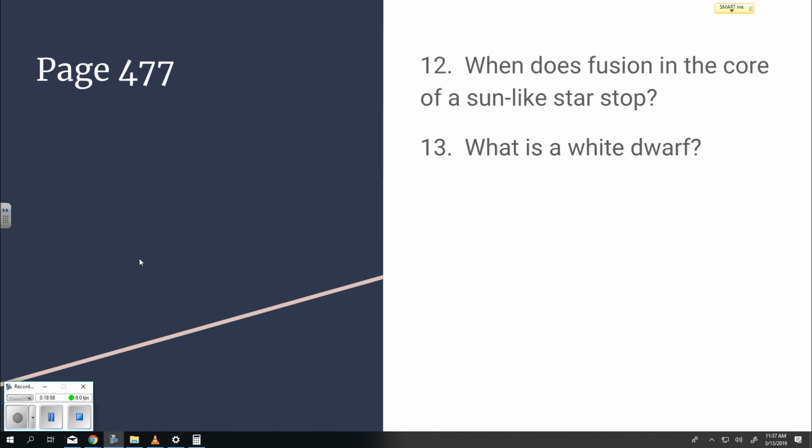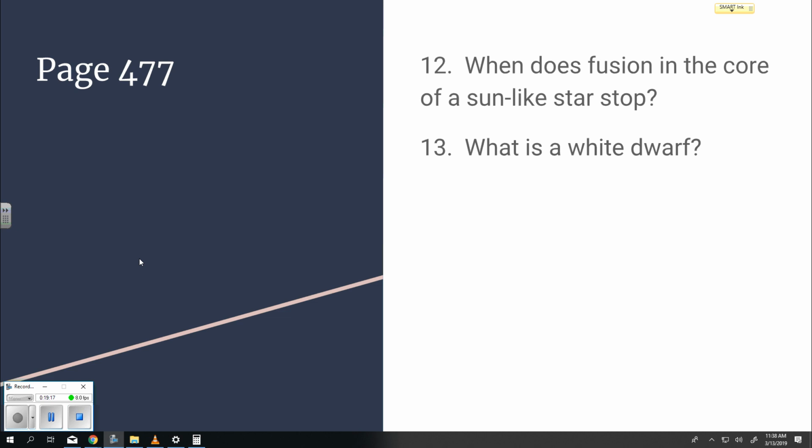White dwarfs are hot but dim. As white dwarfs cool, they lose brightness. This is the final stage in the life cycle of many stars. Question 13. What is a white dwarf?